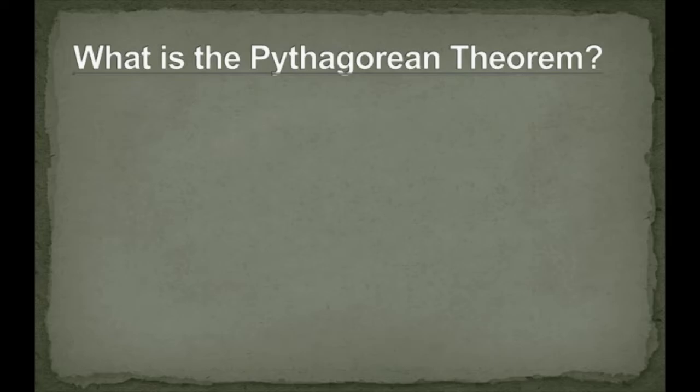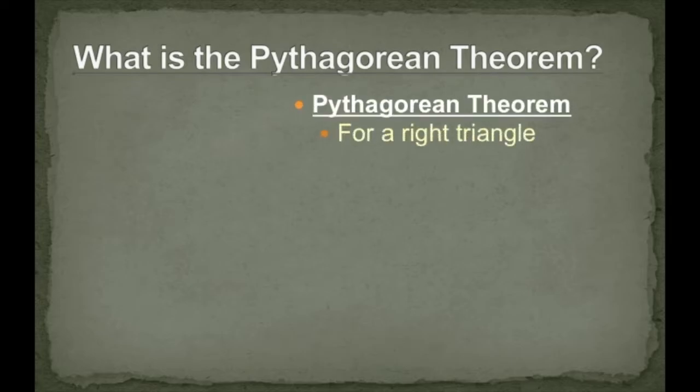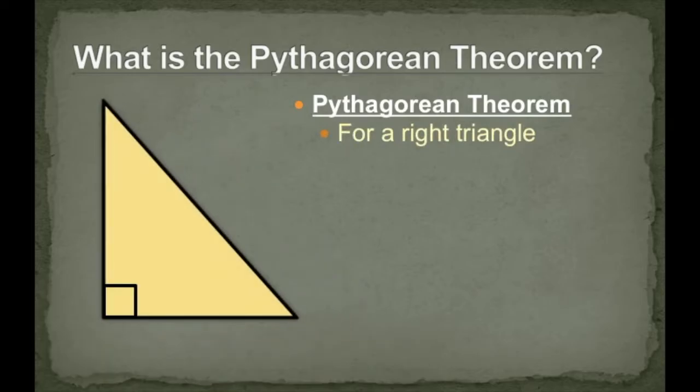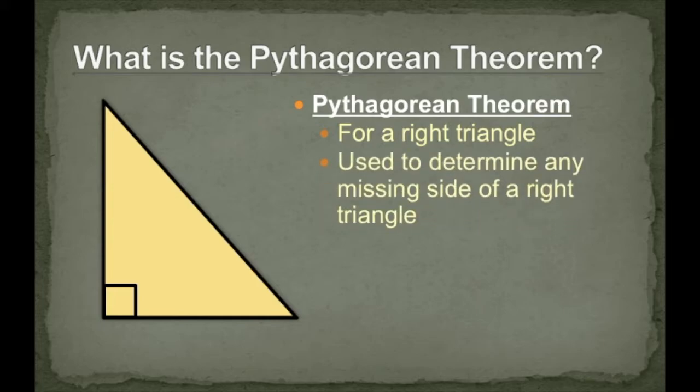So first of all, what exactly is the Pythagorean Theorem? The Pythagorean Theorem is for right triangles only. Like this one, for example. And it's used to determine any missing side of a right triangle. Let me specify. Any missing side. So if you have two sides and you're missing the third, you can use the Pythagorean Theorem and it will help you calculate the missing side.